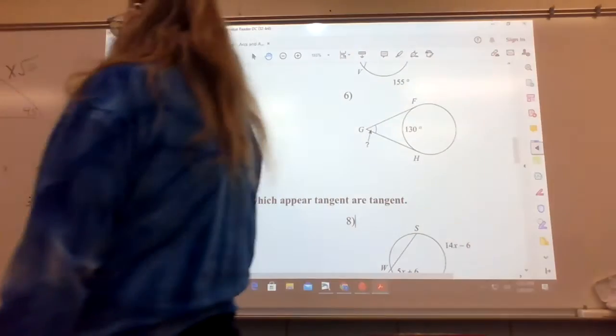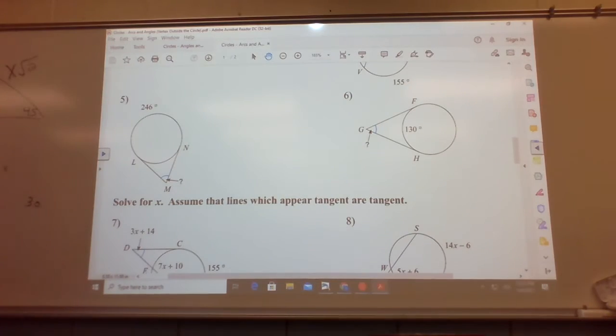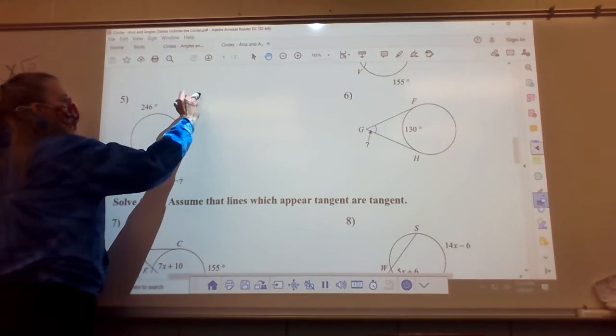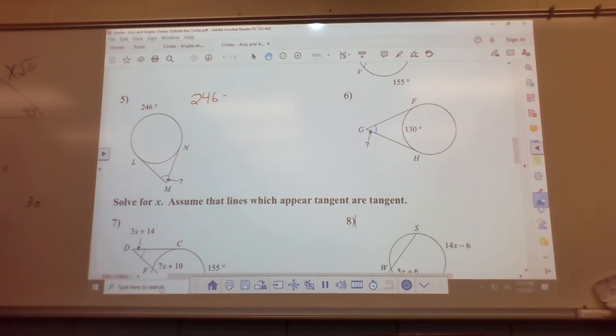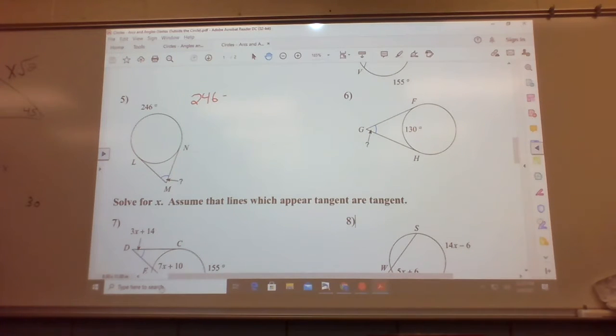Big arc. What's the big arc? 246. Minus little arc. What's the little arc?